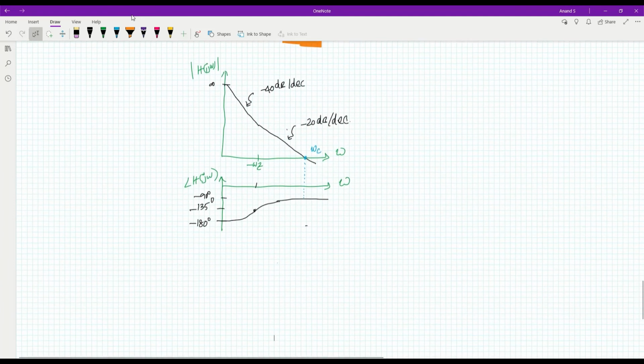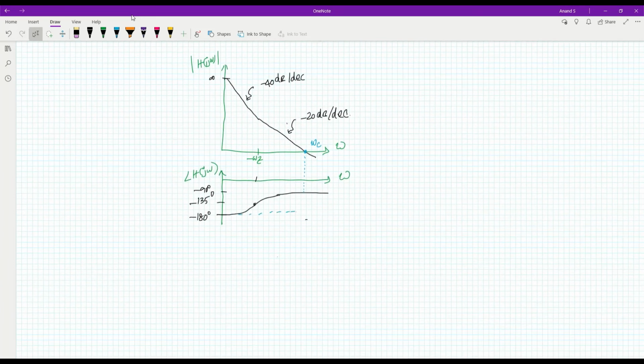So there is a new term we will be introducing, which is called phase margin. So how much it is away from 180 degree. If at the crossover frequency the phase angle is 180 degree, this will result in an oscillation. So the stability of a system can be measured by a term called phase margin, which says how far it is from 180 degree.